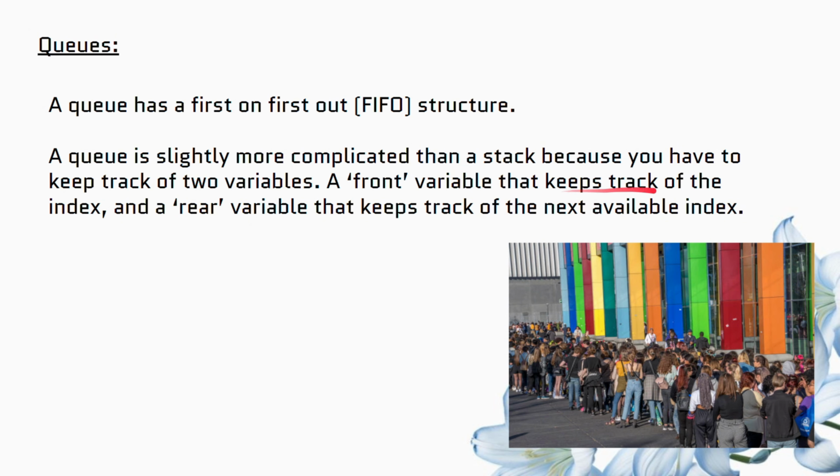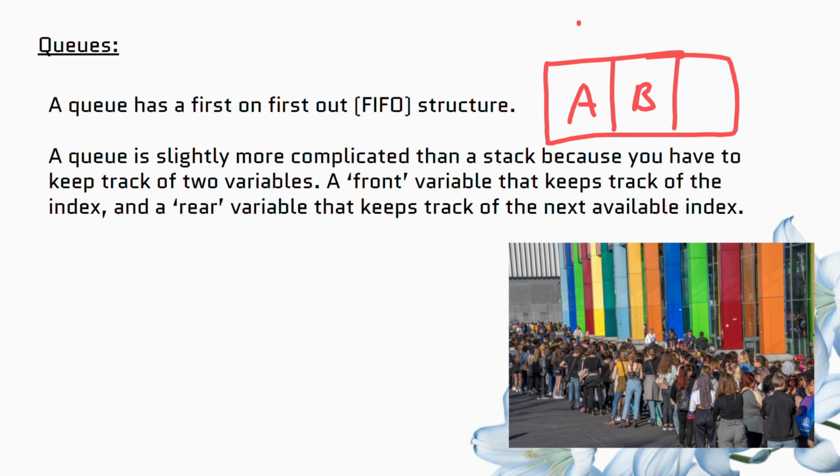A front variable that keeps track of the index at the front of the queue, and a rear variable that keeps track of the next available index in the queue. So if we have a queue here, we have A, B, and we have a gap right here. The front index is going to point here, so 0, 1, 2, and our rear index is going to point here, the next available free slot.